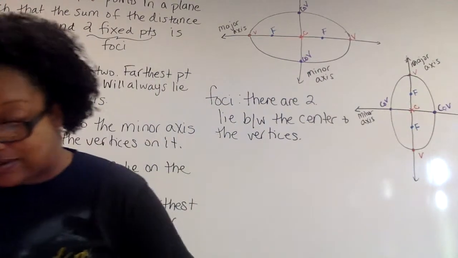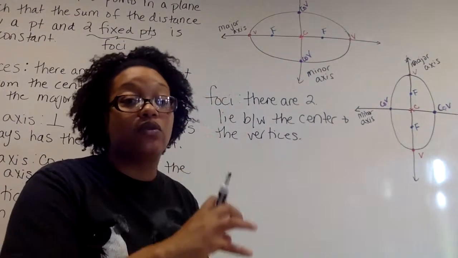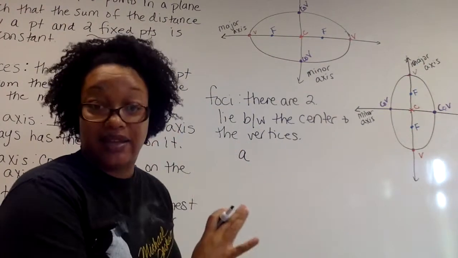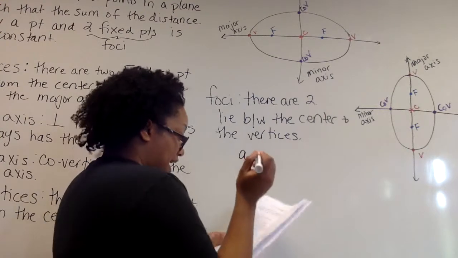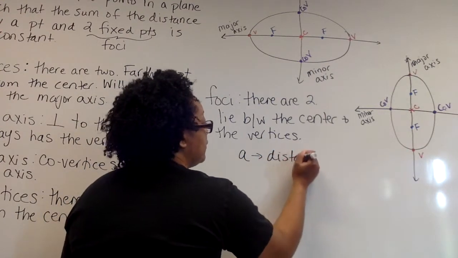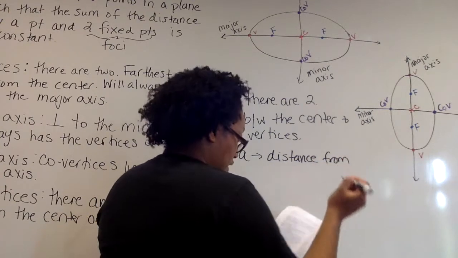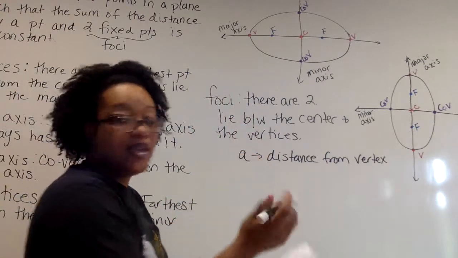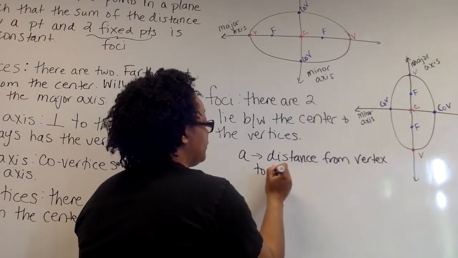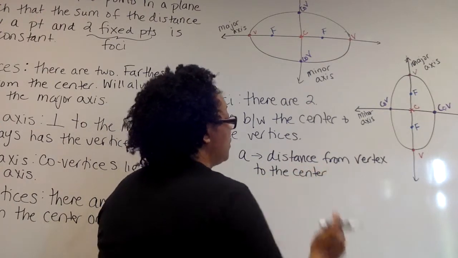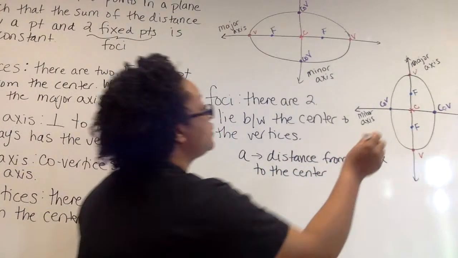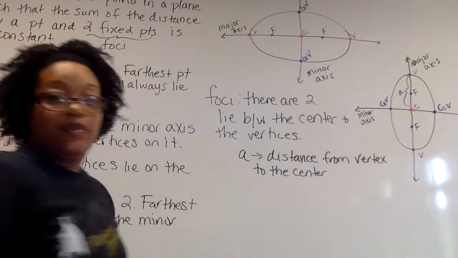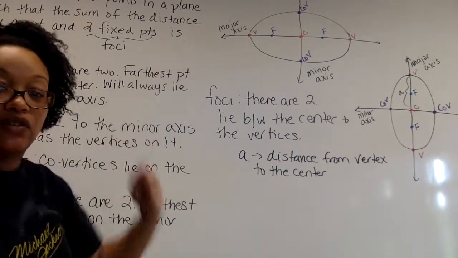So here's how you want to break this down. It's going to be A, B, C. If you keep it in this order, it'll be easier to remember. Now, the letter A, and we're going to see these letters in a minute in your equation, your letter A is going to be the distance from the vertex, and I'm only going to write one, but you've got to know it's either one, to the center. That distance we will label as A. So that will be vertex to the center. If you want to go to your vertical ellipse, that's where your A would be, vertex to the center.